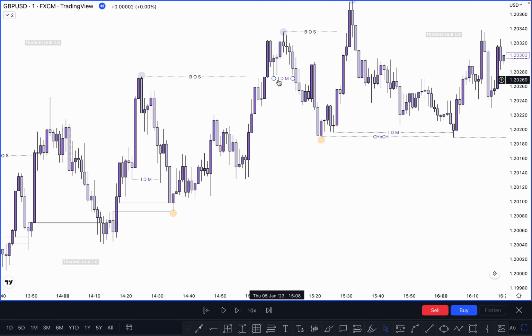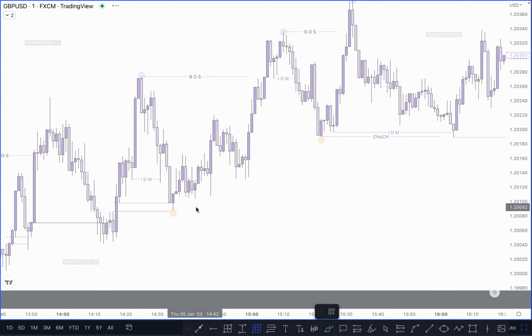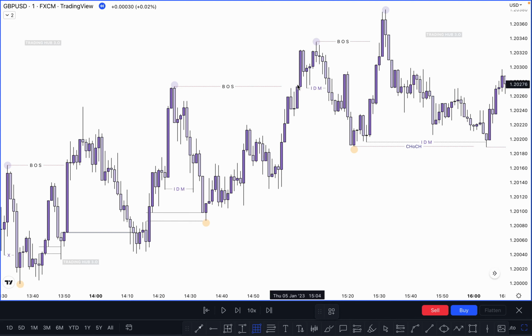After taking out the inducement, you have to identify where is our imbalance. Imbalance starts from the bottom of the structure always, because market takes out the extreme imbalance before continuing to go higher or lower. So after the break of structure, you can see this one is our first high is here and low is here. So this one is already mitigated by this small pullback.